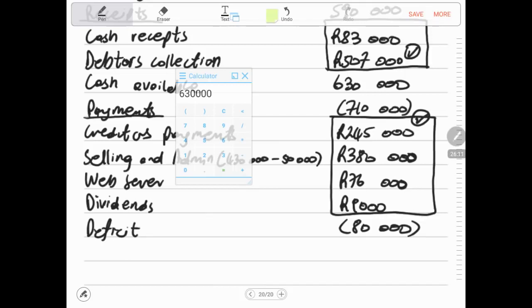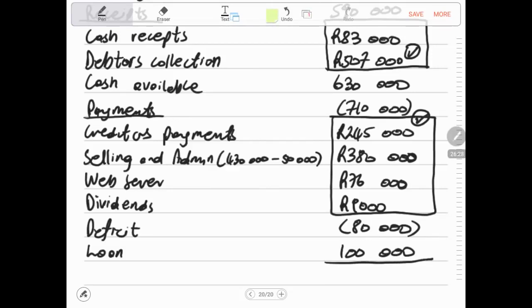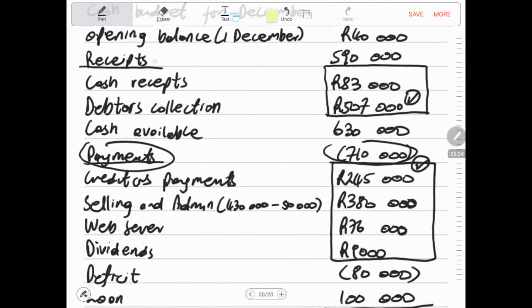Therefore, now that we have the deficit, I will borrow money from the bank. Loan, and the loan will be 100,000 rands. Then I borrow a loan of 100,000 rands. And please take note of what I'm doing. This is the payments, and the total of the payments is here, and these are the receipts, and the total of the receipts are here.